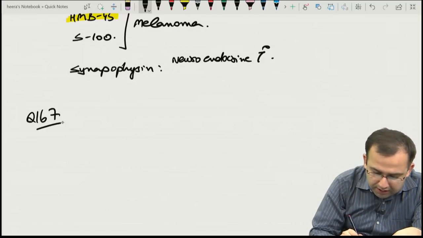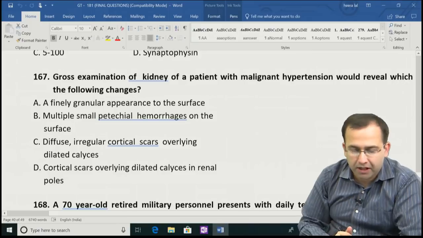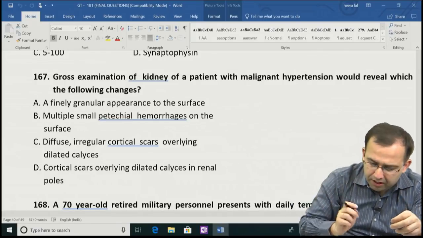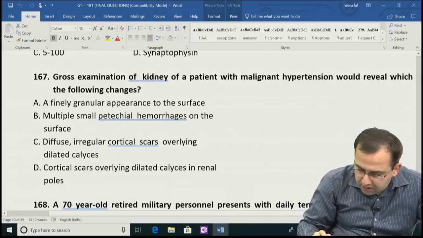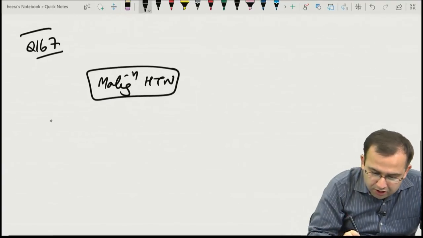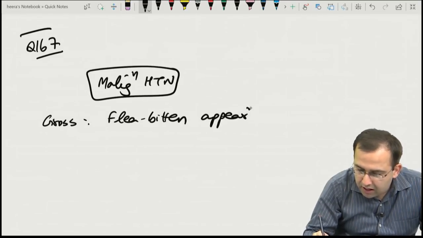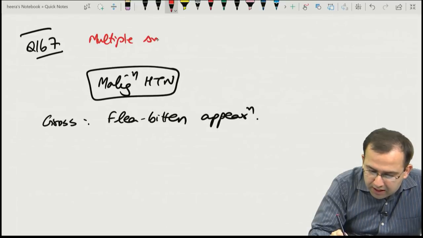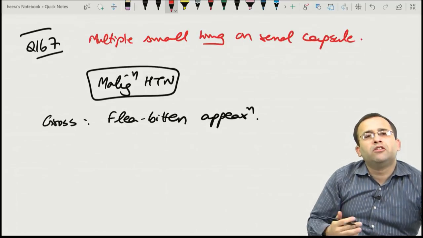Next, question number 167. Gross examination of a kidney with malignant hypertension. Malignant hypertension grossly shows the classical flea-bitten appearance of the kidney, which has multiple small hemorrhages on the renal capsule. So the answer is B. The BP is very high, so the capillaries rupture, giving rise to the flea-bitten appearance.